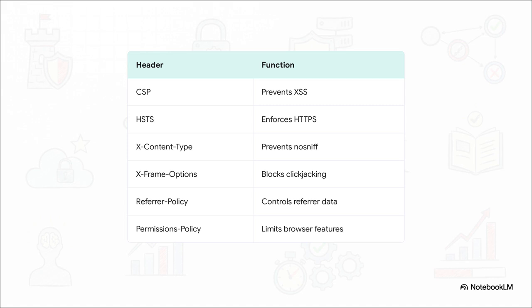Take Content Security Policy. That's your absolute best defense against cross-site scripting. Or X-Frame-Options, which totally blocks clickjacking by stopping your site from being embedded in some malicious iframe. And Permissions Policy is awesome because it literally dictates whether your site can even request browser features like the camera or microphone. Seriously, turning these on is a huge, quick win.